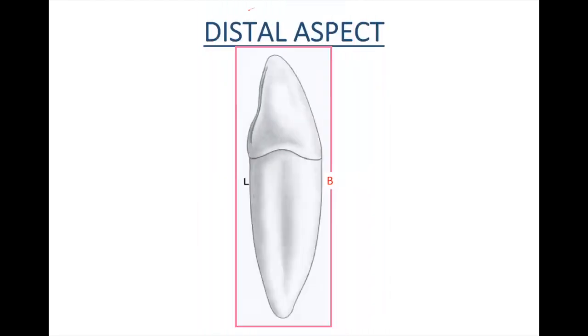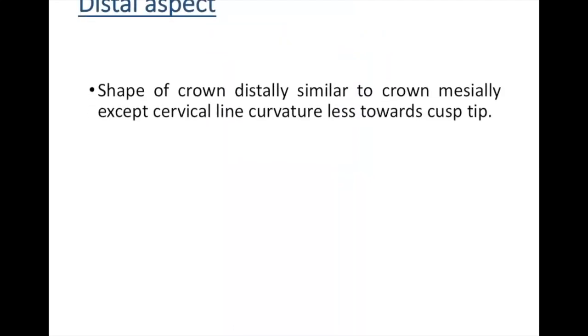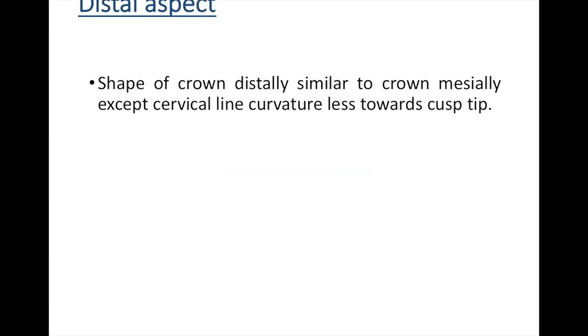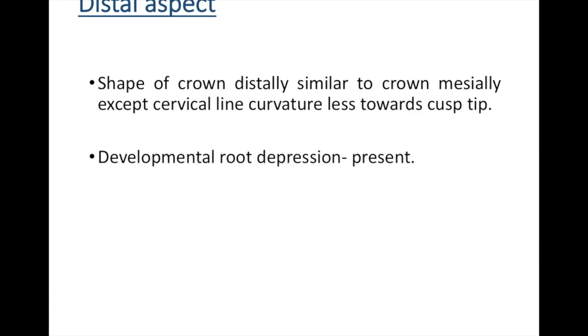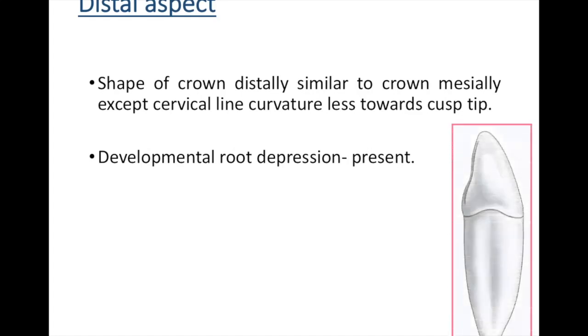The distal aspect. From the distal aspect, shape of crown distally is similar to crown mesially, except cervical line curvature is less towards the cusp tip. There are developmental root depressions which are present, but they are not as pronounced as they are on the mesial aspect. So this is your developmental depression.